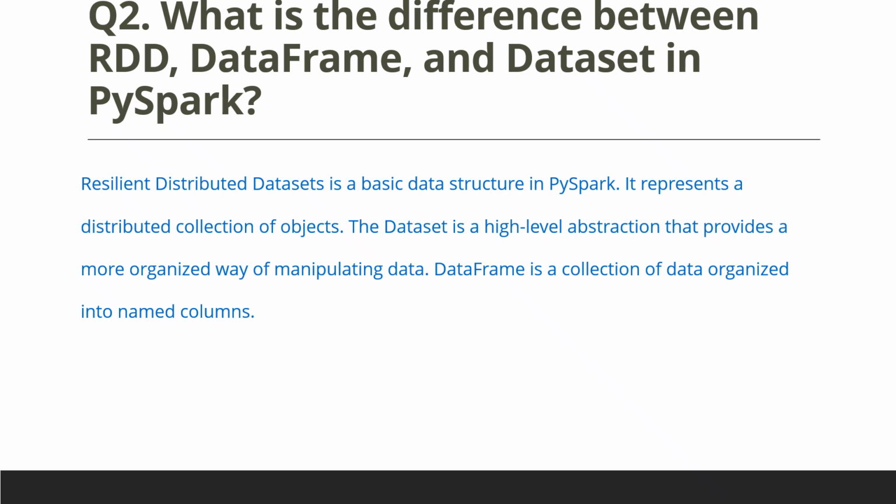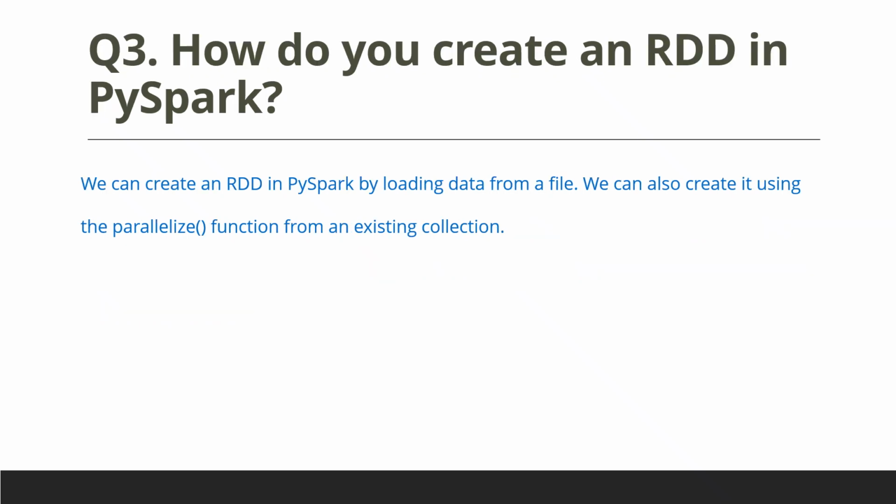Moving on to the next one. How do you create an RDD in PySpark? It can be answered: we can create an RDD in PySpark by loading data from a file. We can also create it using the parallelize function from an existing collection.